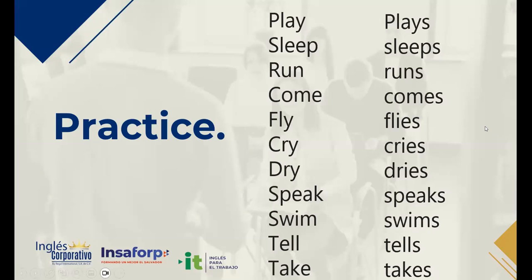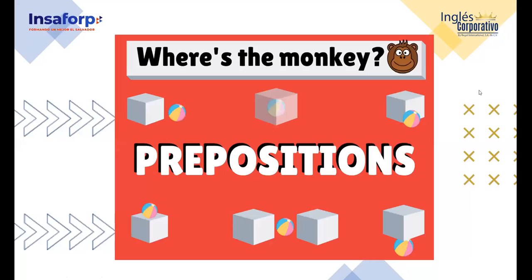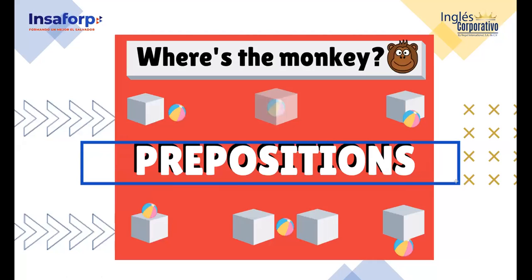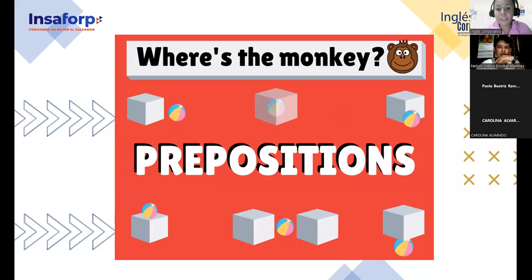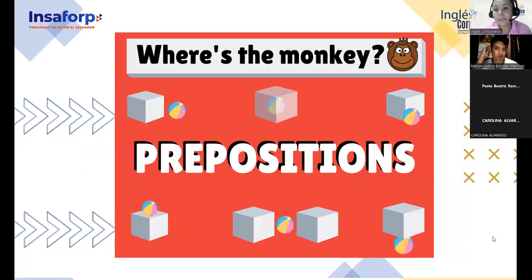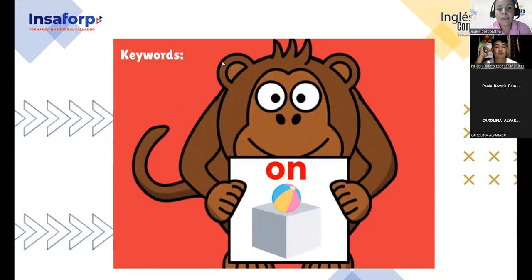Vamos a continuar. Now, as I told you before, we are going to go with prepositions, okay? Prepositions of place. Prepositions are very important because we're talking about where things are, okay? Las preposiciones son muy importantes porque vamos a saber dónde están ubicadas las cosas. So, please, pay attention because it will be a very important topic. Now, here, I'm gonna share with you, le voy a ir mostrando cada preposición y por favor les pido que algunos van a repetir.